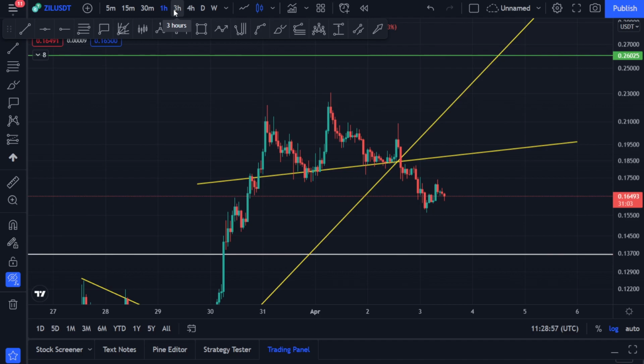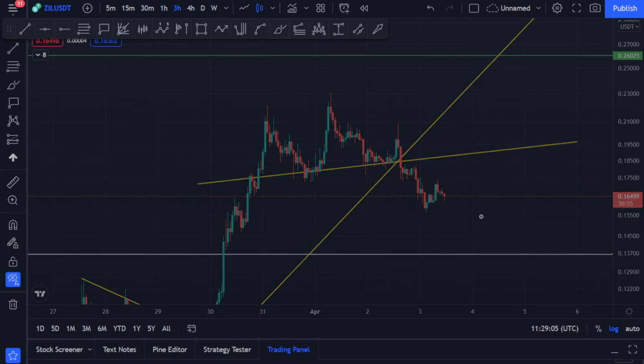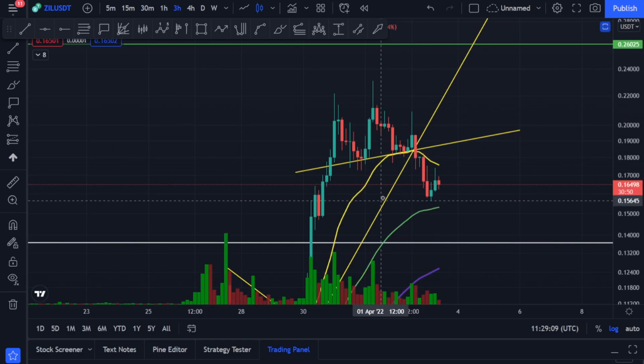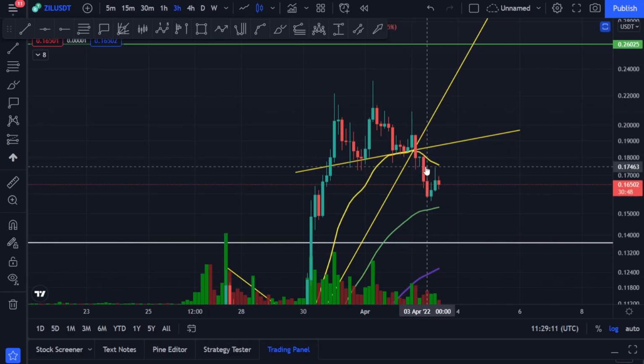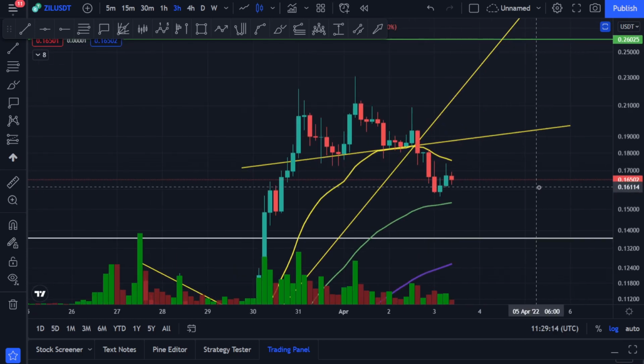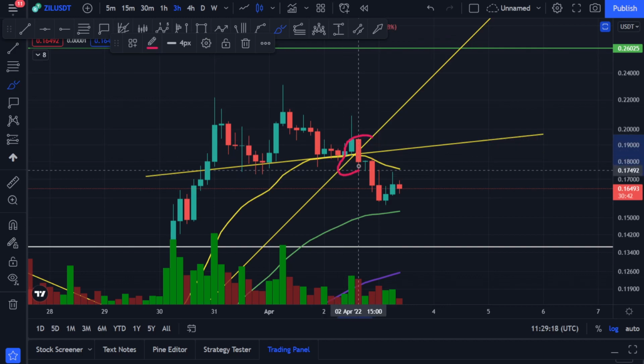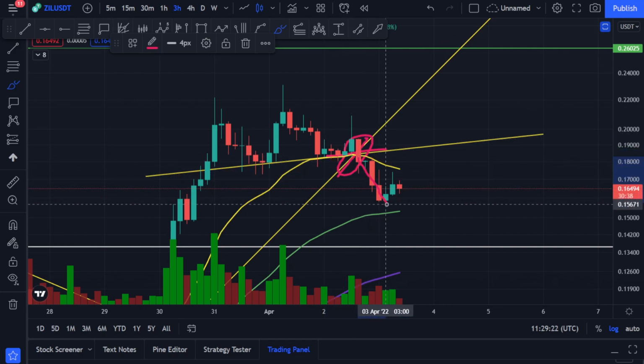And let's quickly cover Zilliqa. It's down to about 16 cents. And I told you in the 3 hourly time frame that if we break this support line, you are going to get a drop. And that's exactly what happened. This was a confirmation. As soon as you close this candle over here below these support lines, you can see what happened. The price came down, okay?